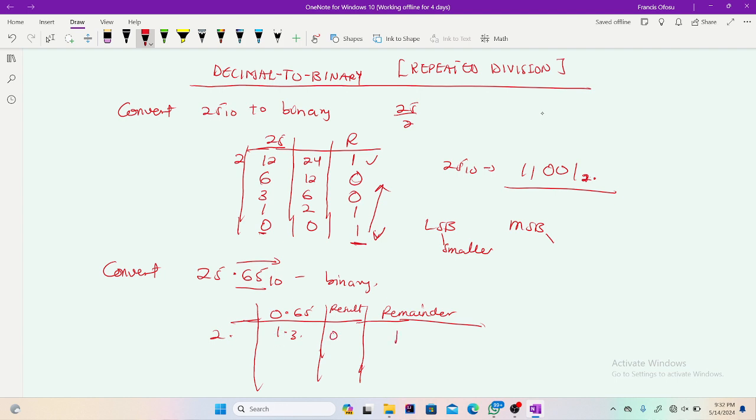Then you know that we are left with 0.3. So now 2 times 0.3, what are you getting? 0.6. So for this 0.6, you are only interested in this number here. So you write 0. Then we are still left with 0.6. So this is what we do.